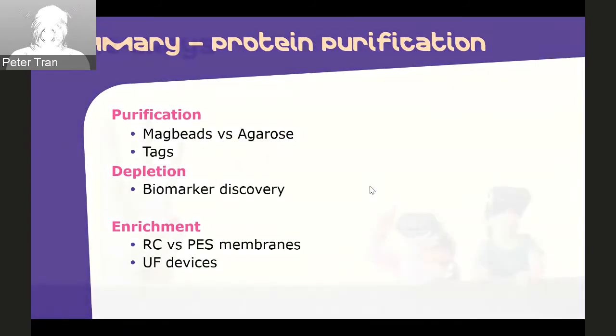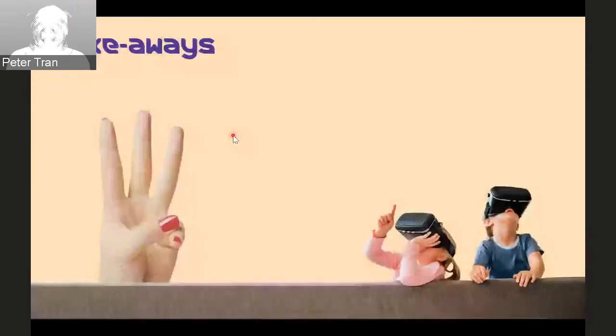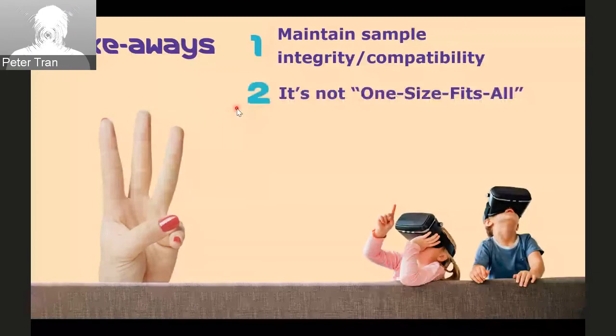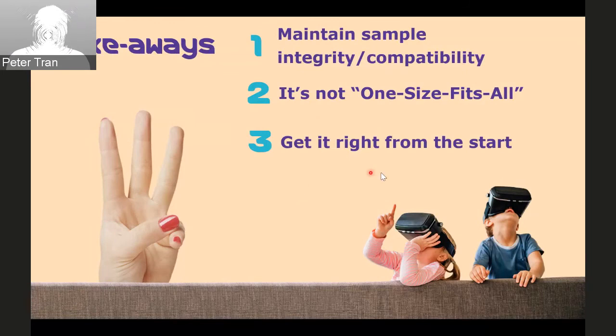Okay, with that, I want you to take away 3 points here. Just make sure you maintain the sample integrity and compatibility, right? You want your sample to be compatible with the downstream analysis. The next one is it's not one size fits all. You need to optimize the lysis buffer for your target protein. And lastly, just get it right from the start. We need to get it right.